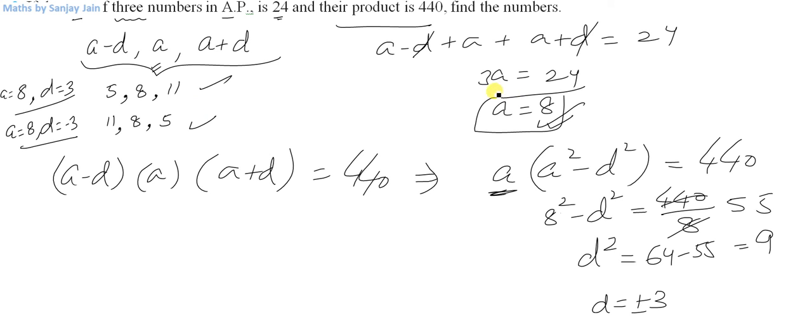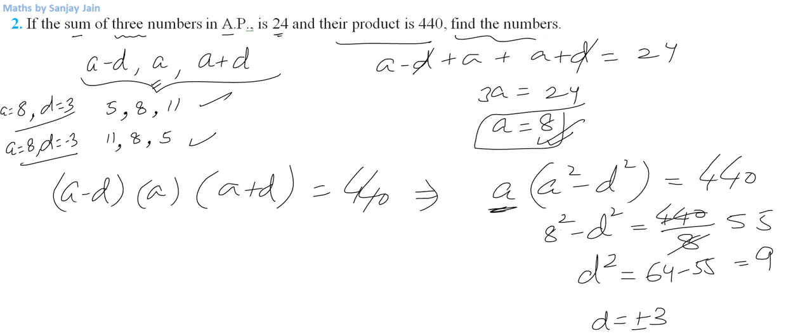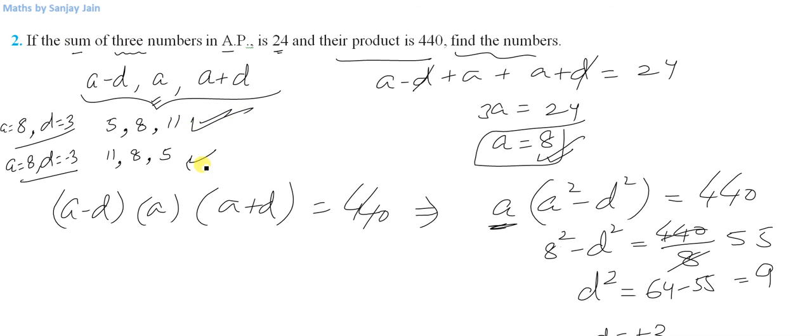So we had to find the numbers. If we have to write the APs, we will write these two APs. I just have to find the numbers. So the numbers are 5, 8 and 11.